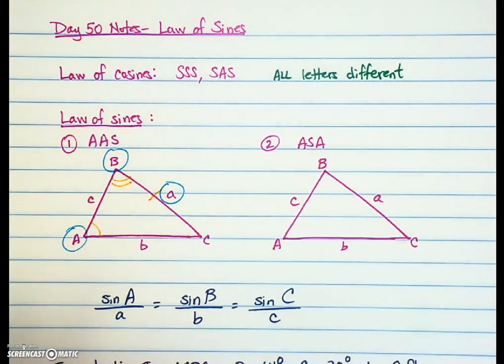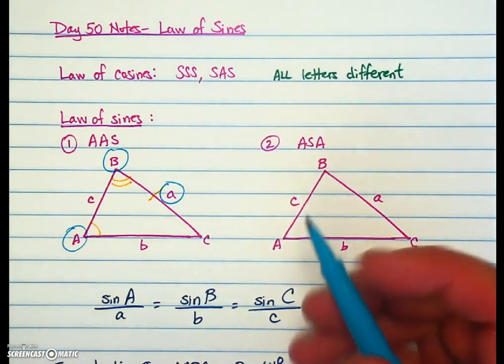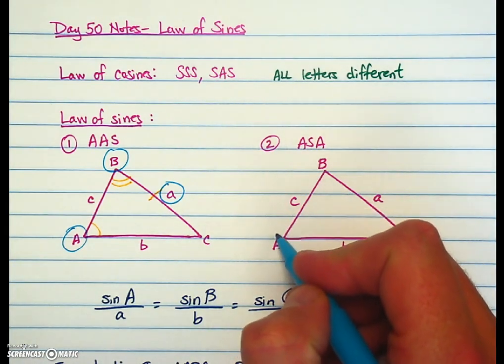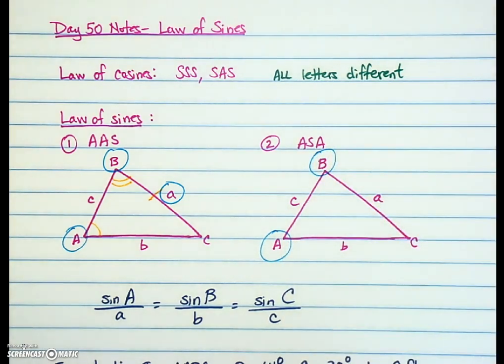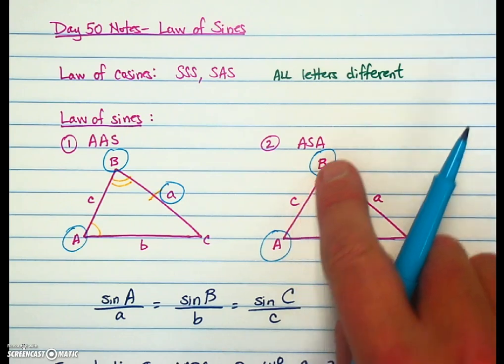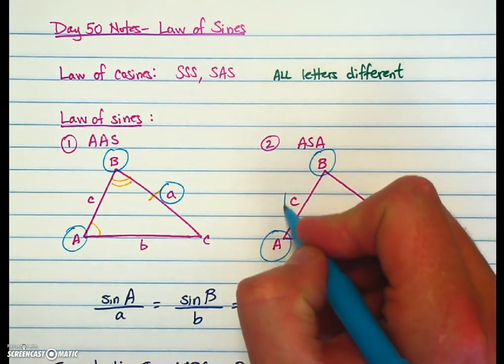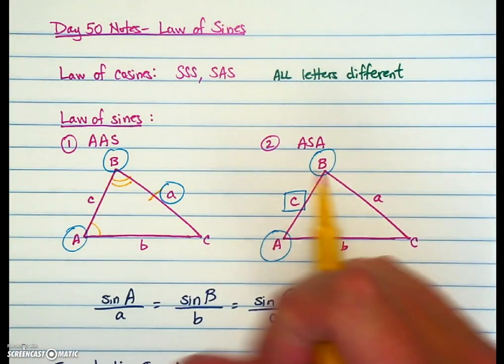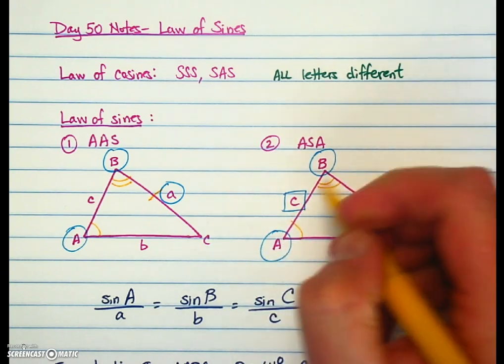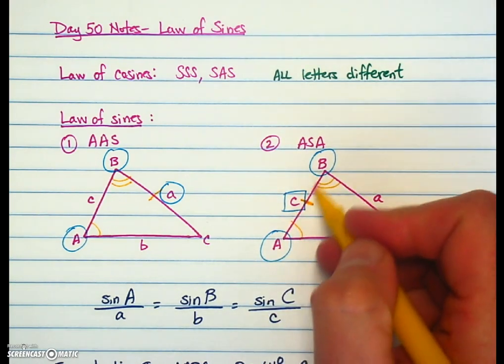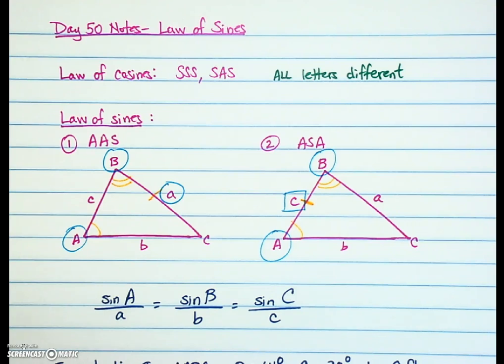Okay, angle, side, angle would look something like this. Let's just say that we were using capital A and capital B again as my angles. Now, if I was going to look at an angle, side, angle scenario, lowercase c would be my side that I would use there because it's the side in between the two angles.